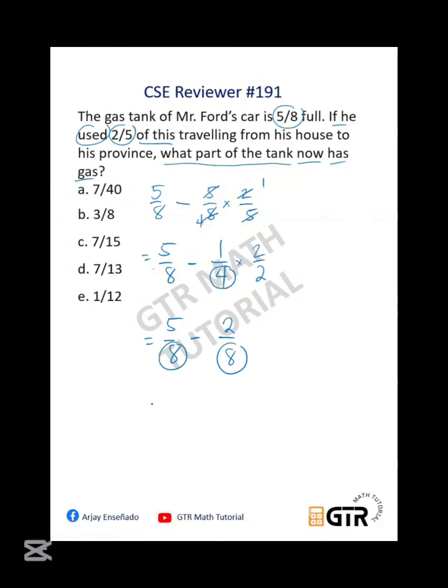So therefore, all we have to do now is subtract the numerators. 5 minus 2, that is equal to 3. And then copy the common denominator, 8. So therefore, the remaining part of the tank that has gas is 3/8. So the answer is letter B, 3/8.